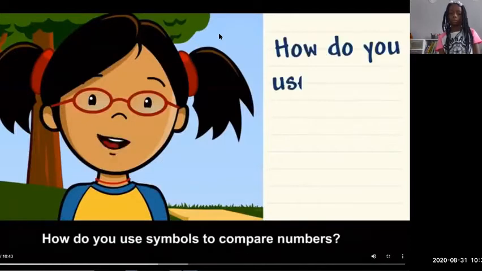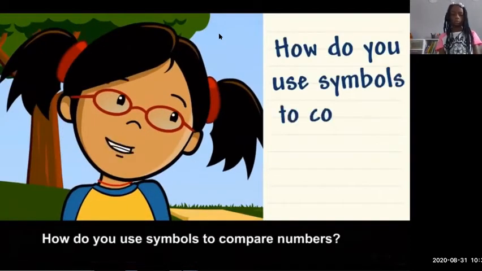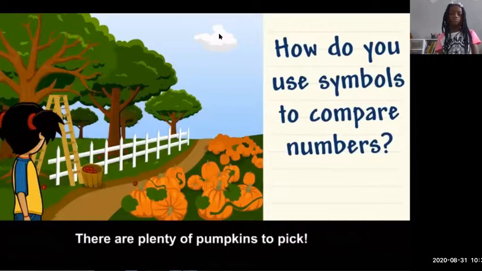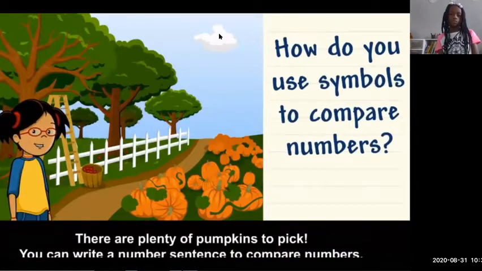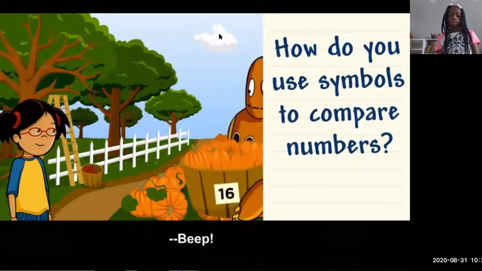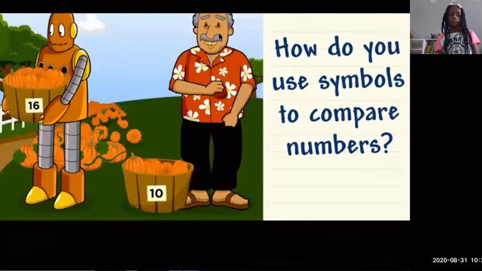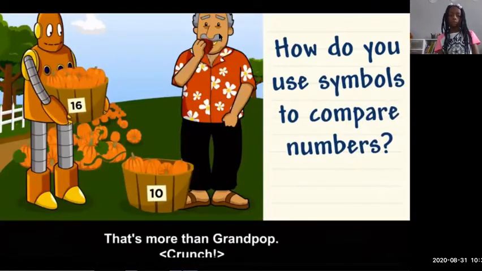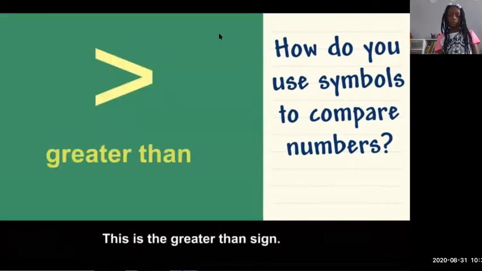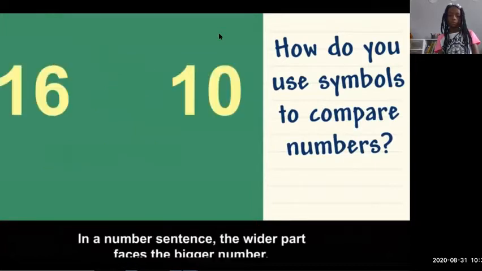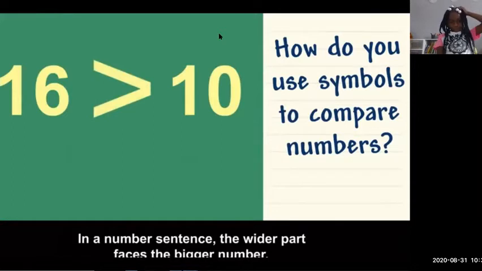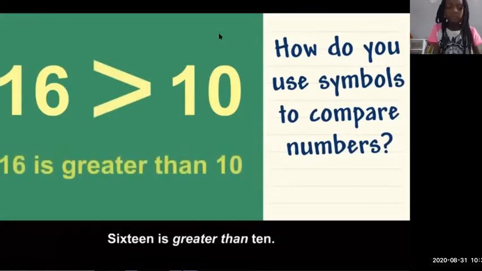How do you use symbols to compare numbers? There are plenty of pumpkins to pick. You can write a number sentence to compare numbers. Cool, you picked 16 pumpkins. That's more than Grandpa. This is the greater than sign. In a number sentence, the wider part faces the bigger number. 16 is greater than 10.